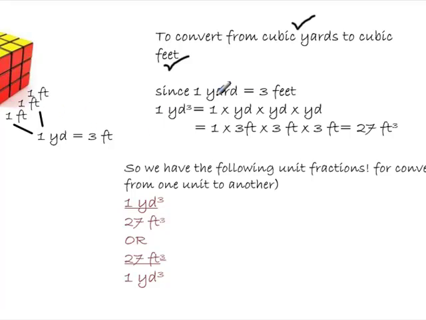We also know that 1 yard is equal to 3 feet. So 1 cubic yard is equal to 1 times a yard times a yard times a yard. Now we replace the yard with 3 feet. Multiply my numbers together, and I now have feet times feet times feet, which is cubic feet. So I wind up with 27 cubic feet. 1 cubic yard is equal to 27 cubic feet, and of course, 27 cubic feet is equal to 1 cubic yard.